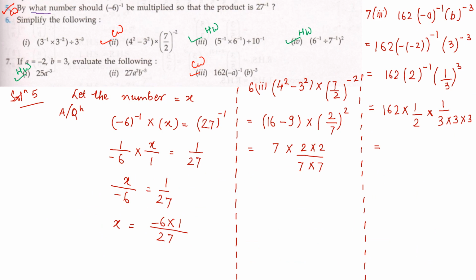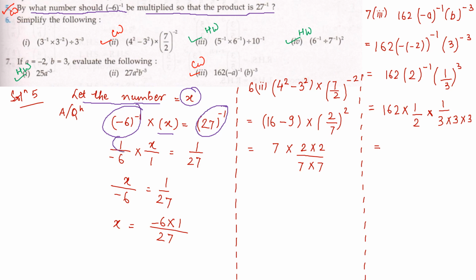Question number 5 says, by what number should minus 6 to the power minus 1 be multiplied so that the product is 27 to the power minus 1? So as we have already done, let us assume the number to be x. Then according to the question, minus 6 to the power minus 1 into x is 27 to the power minus 1. Now minus 6 to the power minus 1 will be written as 1 by minus 6 into x by 1, and 27 to the power minus 1 will be written as 1 by 27, isn't it?